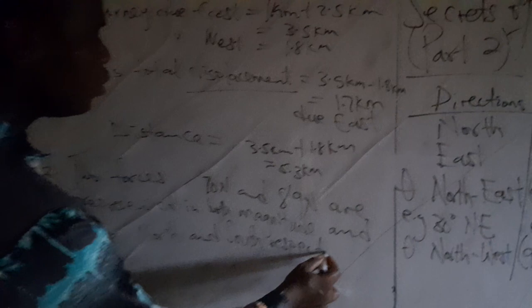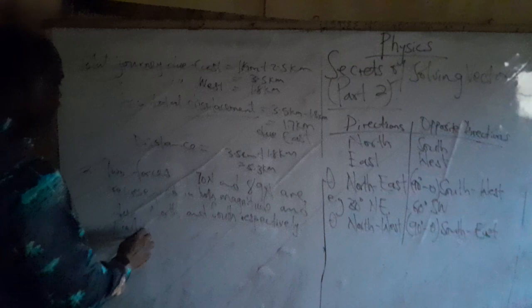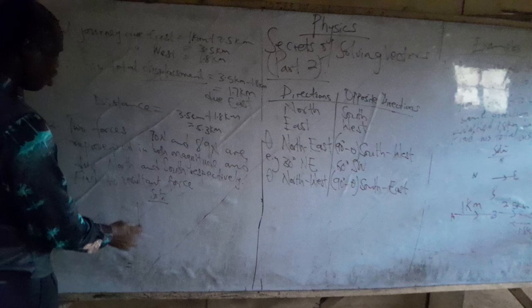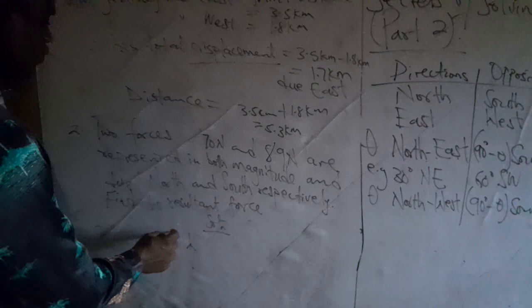Find the resultant force. Now you don't have any problem. The answer is simply, of course, due north. North is with respect to the force, which is 70 newton north.